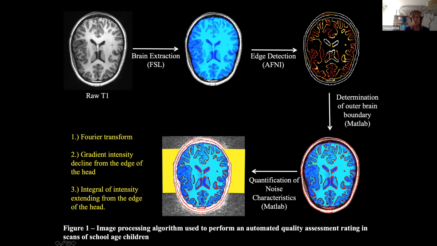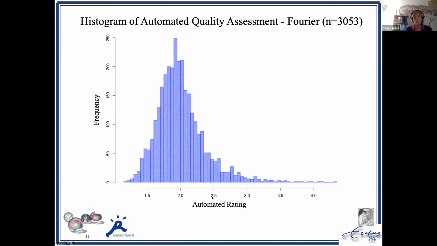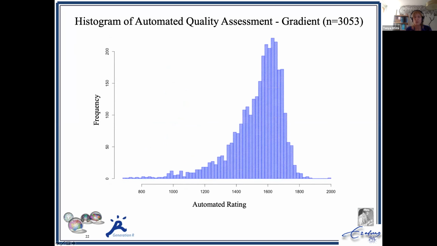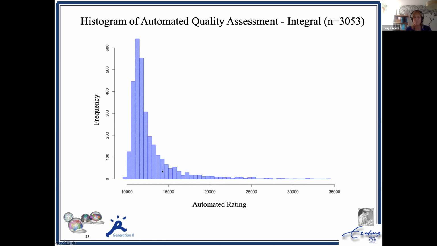And using those 3 different techniques for 3,053 images, this was the histogram of the Fourier approach. You get a really nice normal distribution, but the gradient was more skewed. And the integral approach was also even more skewed. But then the question is, which one works the best?